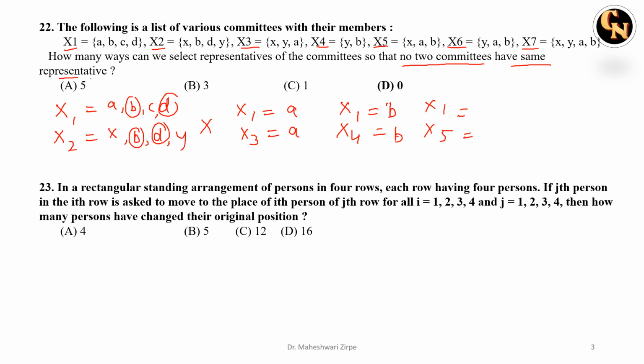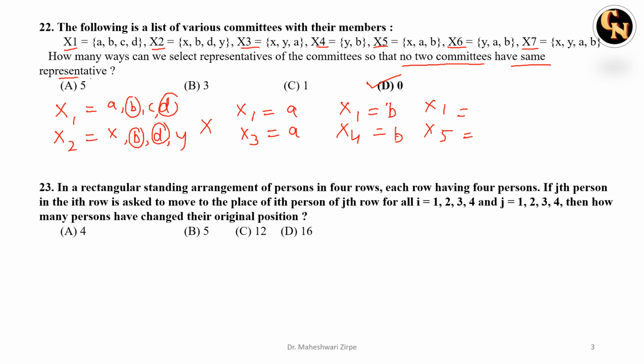So you will find that not a single committee we can choose in this way, because each and every committee has some member or other in common. That's the reason why D is the correct option. What is the answer? D is the correct option, because no two committees can be seen having unique members. So option D is correct.